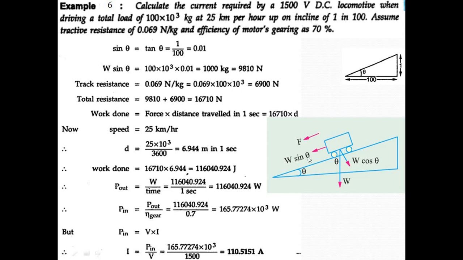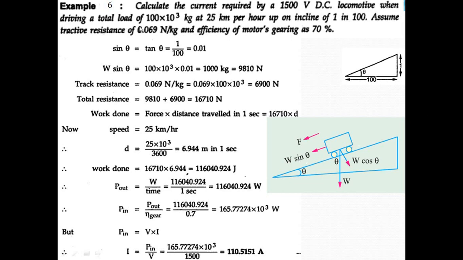Now this is an example of an electric locomotive, that is a battery operated vehicle. So for that, the voltage is given as 1500 volt DC. Then the total load in the locomotive is 100 into 10 raised to 3 kg, and the speed of the locomotive is given as 25 km per hour up an incline of 1 in 100. The locomotive is moving on the inclined plane.